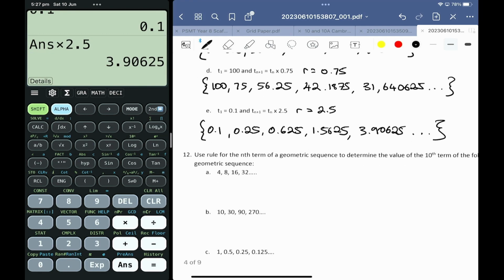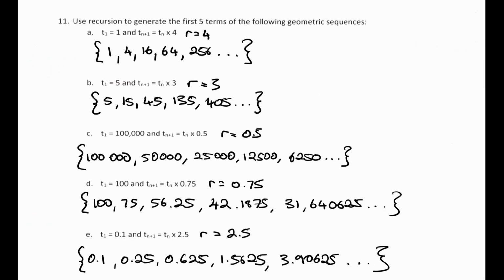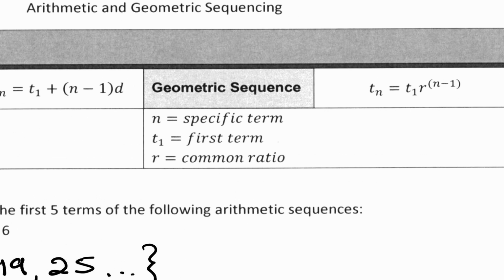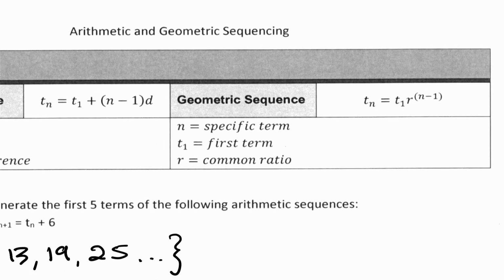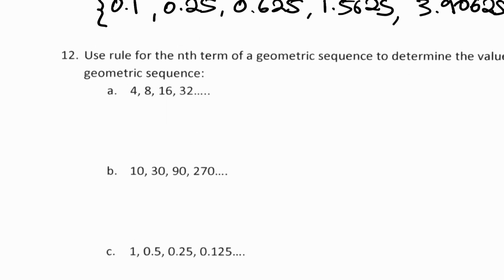All right, moving on to question 12. Use the rule for the nth term of a geometric sequence to determine the value of the 10th term of the following geometric sequence. So we've been given a rule at the start, and again this will be on your formula sheet, you don't need to memorize this. Tn equals T1 times R to the power of n minus 1. So write it down: Tn equals T1 times R to the n minus 1.